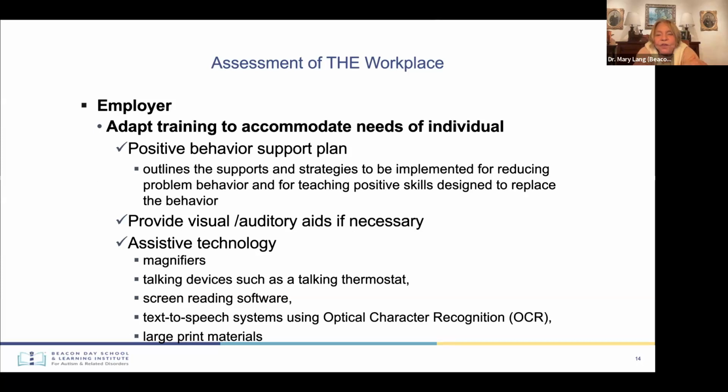It outlines support strategies to be implemented for reducing problem behavior and for teaching positive skills designated to replace negative behaviors or problem behaviors that will disrupt you, your classroom, and your work or play environment.